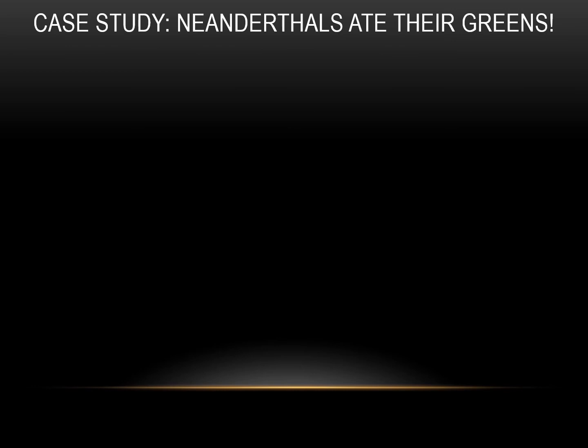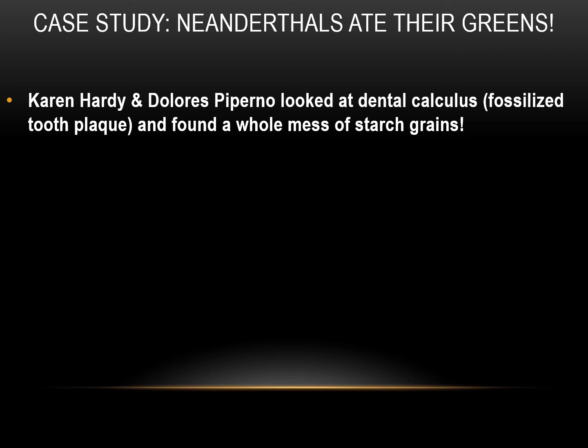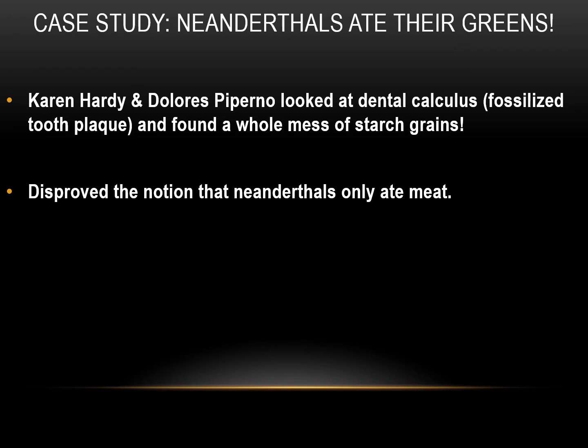If we look at another case study, we have one from a group of human relatives called the Neanderthals. A long-held tenet in paleoanthropology was that, based on some of the nitrogen and carbon tests that we've done on Neanderthal remains, they were eating very, very high levels of meat. So we assumed that these were individuals that basically had a diet that was exclusively meat, much like a large predatory cat or dog. But a study by Karen Hardy and Dolores Piperno, which looked at fossilized dental calculus, found a whole mess of starch grains, right? So it really disproved the notion that Neanderthals only ate meat.